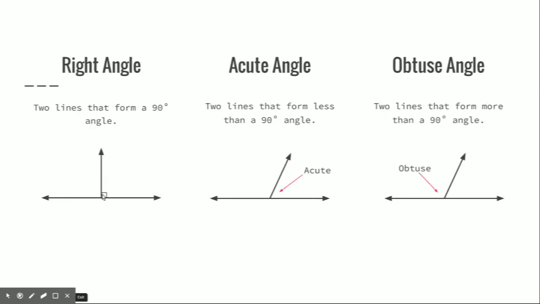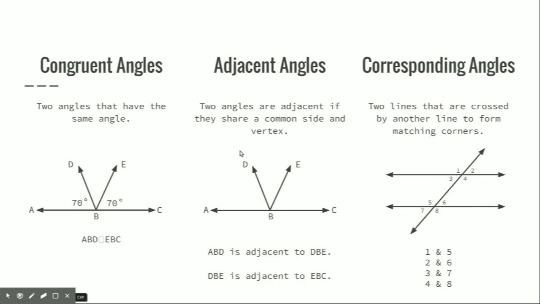Now we also have a right angle, which we've talked about before, and that is where two lines form a 90-degree angle. That's represented by this little square, and that tells us that it's a 90-degree angle. Acute angles are two lines that form less than a 90-degree angle, so they are much smaller. And in the other way, the obtuse angle are two lines that form an angle greater than 90 degrees. Sometimes people remember it as acute angle, like it's small, so it's cute, and obtuse is large, so it's obtuse. So if that helps you remember, then awesome.